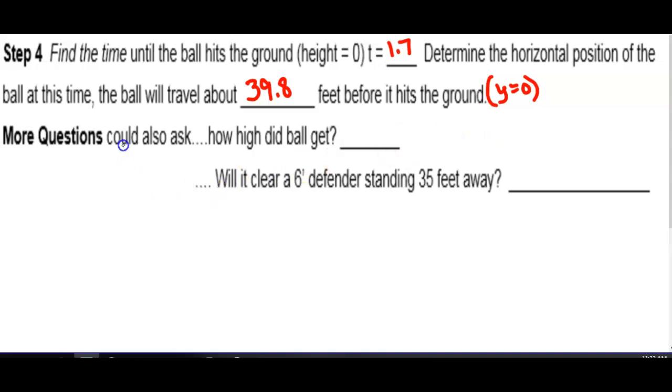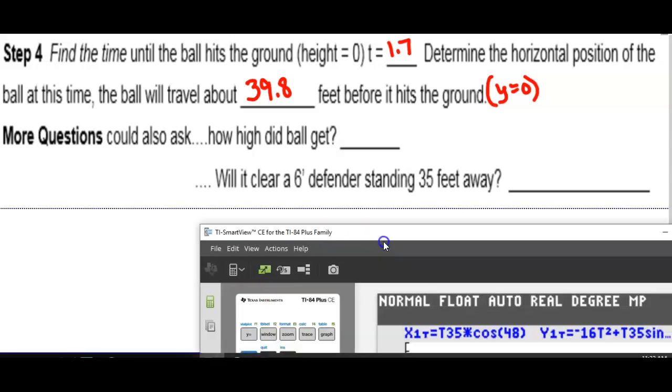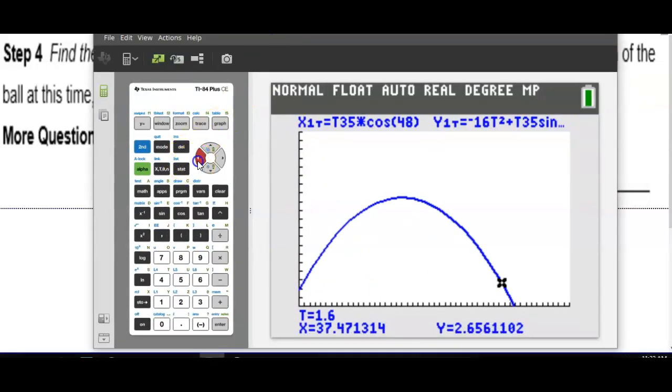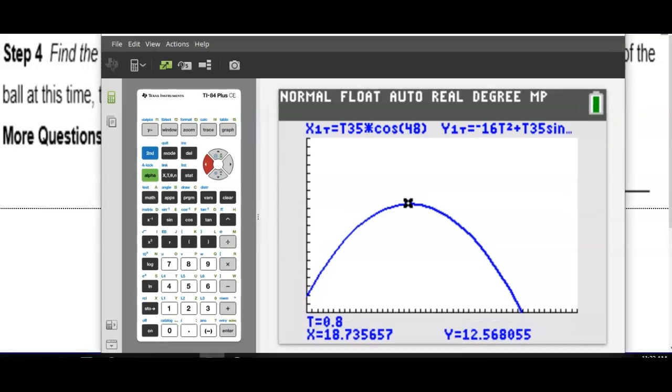All right, so it could have also asked, how high did the ball get? So if we went back here, we could trace here. We want to know what the highest y value was. Looks to me like about 12.6 feet in the air.